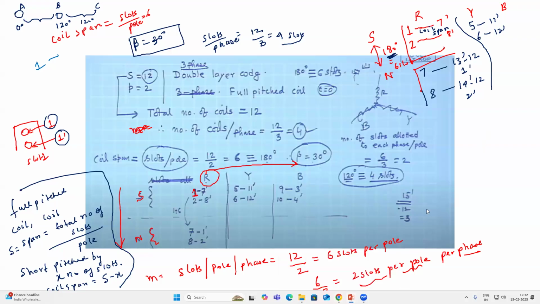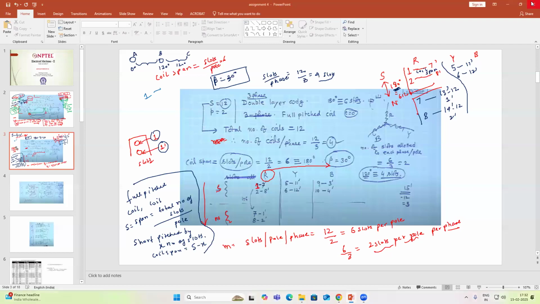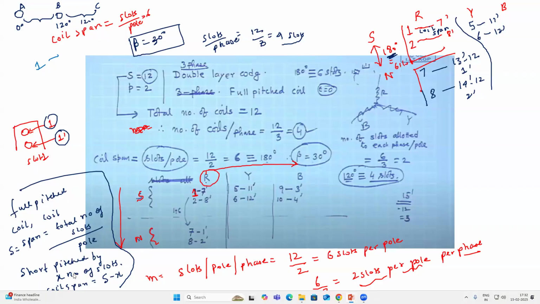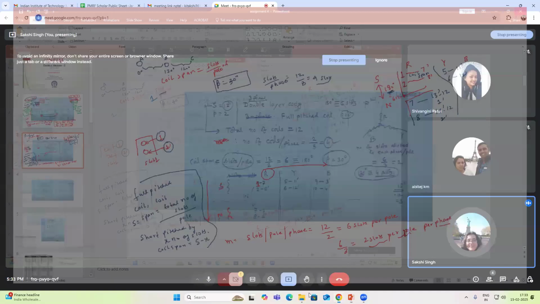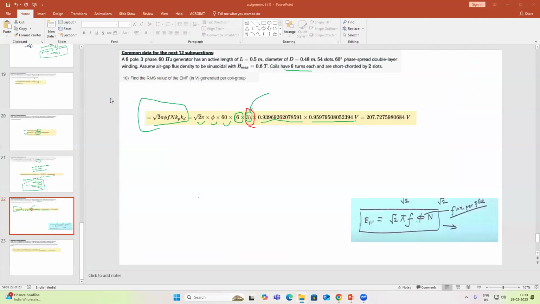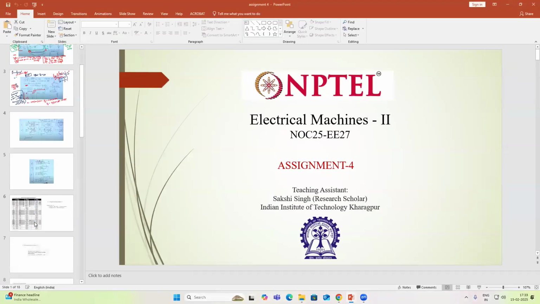Okay, so I'll have to again close this PPT and open it again, because if I'm going on that side, I'm not able to access it. There is some issue with the computer.